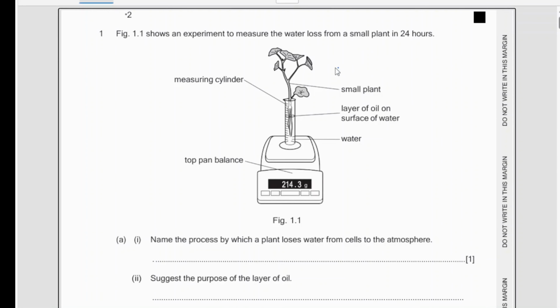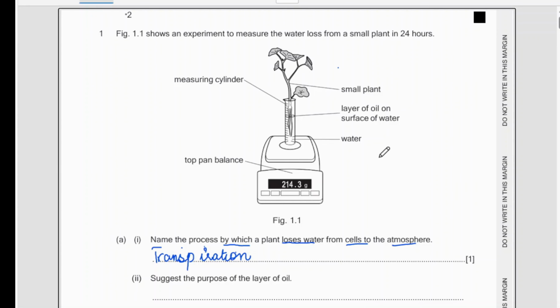Okay, and this is related to transpiration. Okay, what is the process by which a plant loses water from cells to the atmosphere? Transpiration. What is the purpose of using the layer of oil? Water evaporation from the test tube.